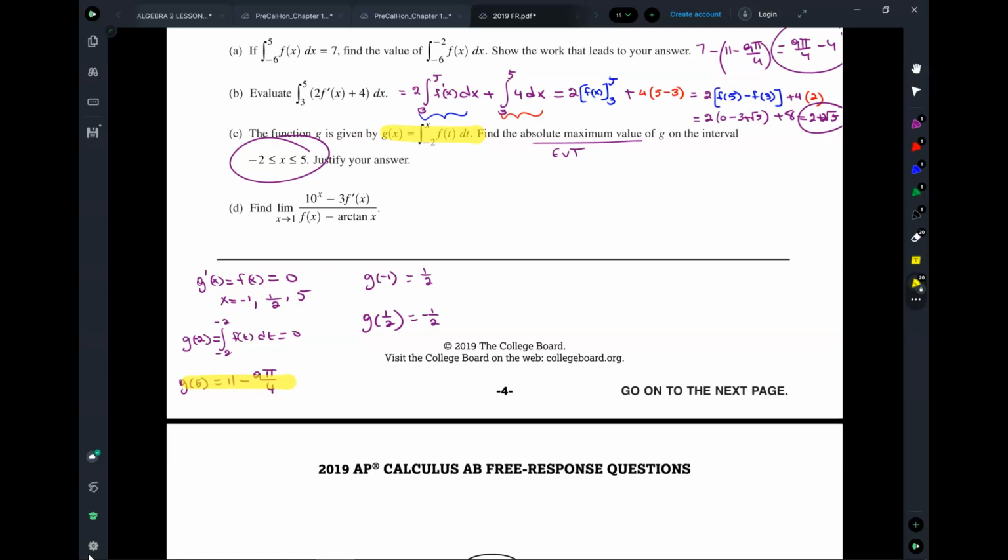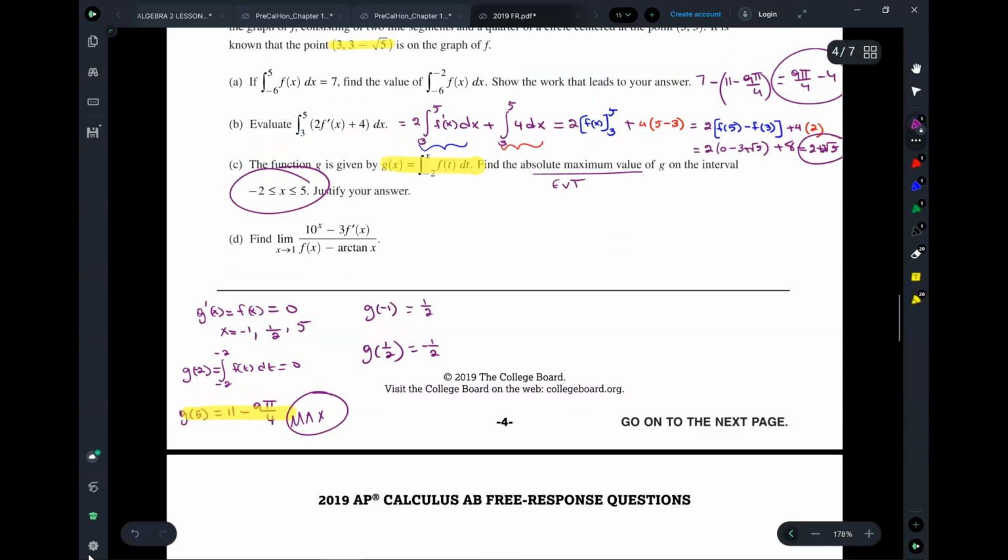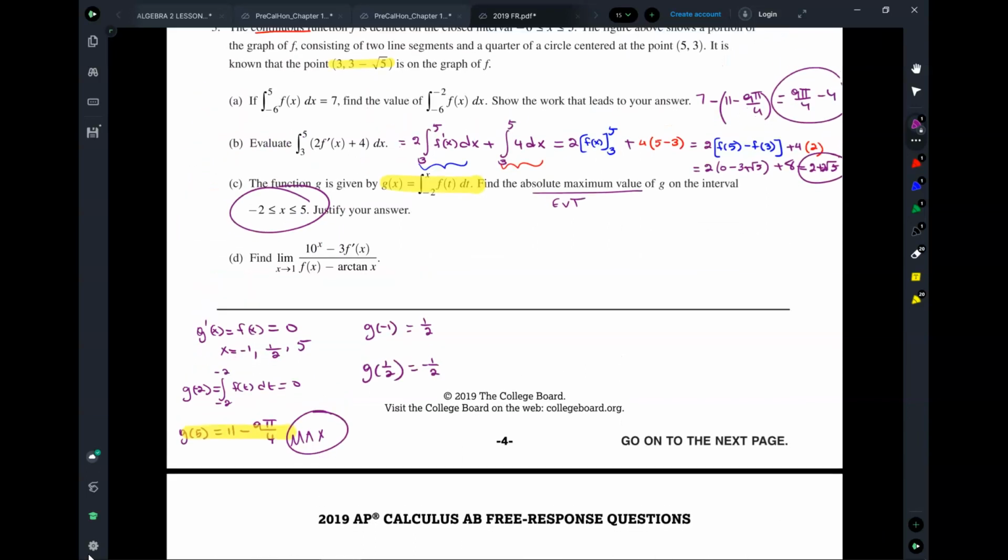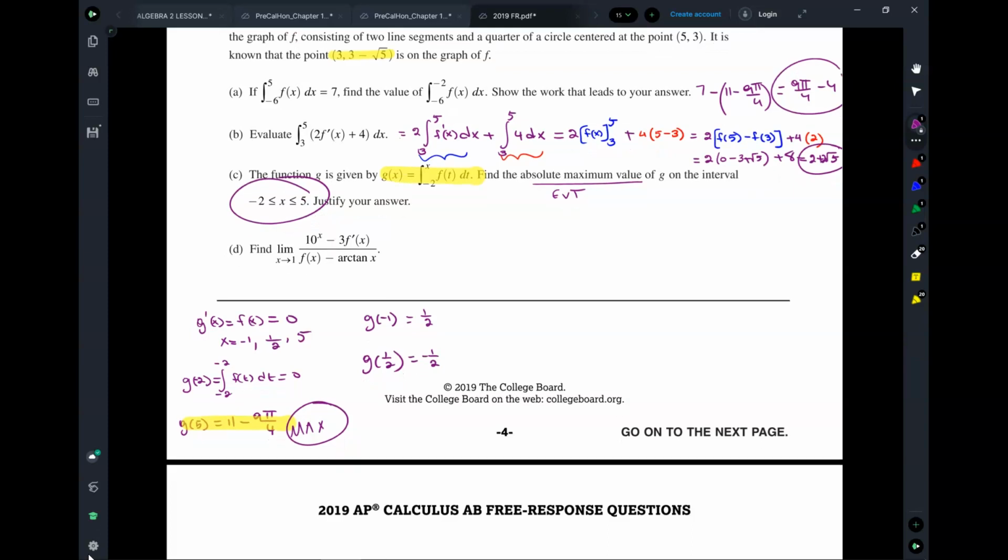So this is the maximum. Okay? So we're going to say, find the absolute maximum value. The absolute maximum value is g of 5, which is 11 minus 9 pi over 4.